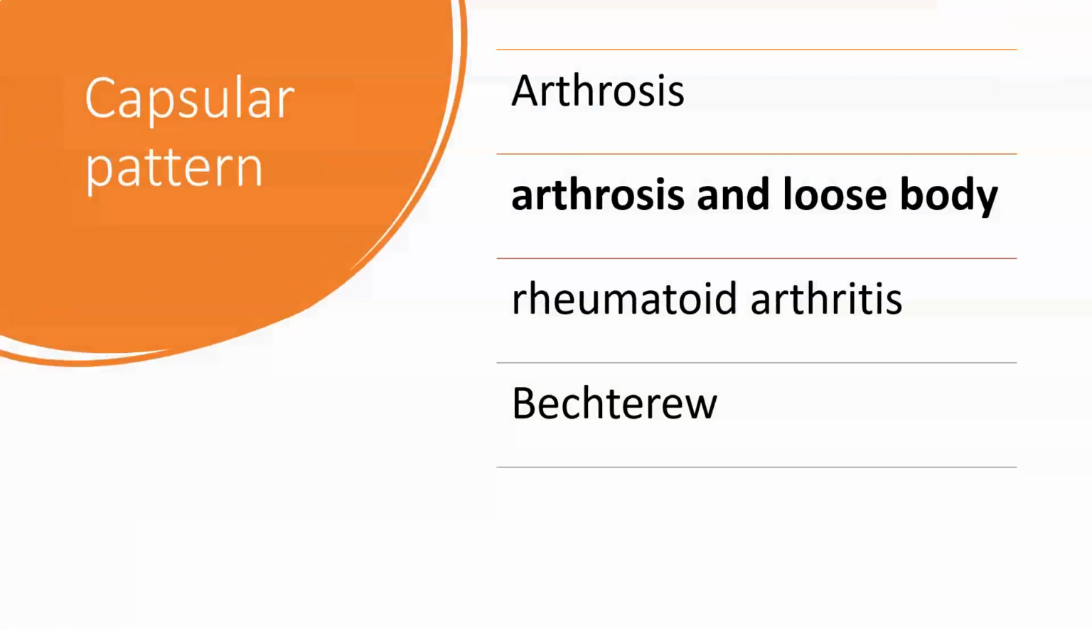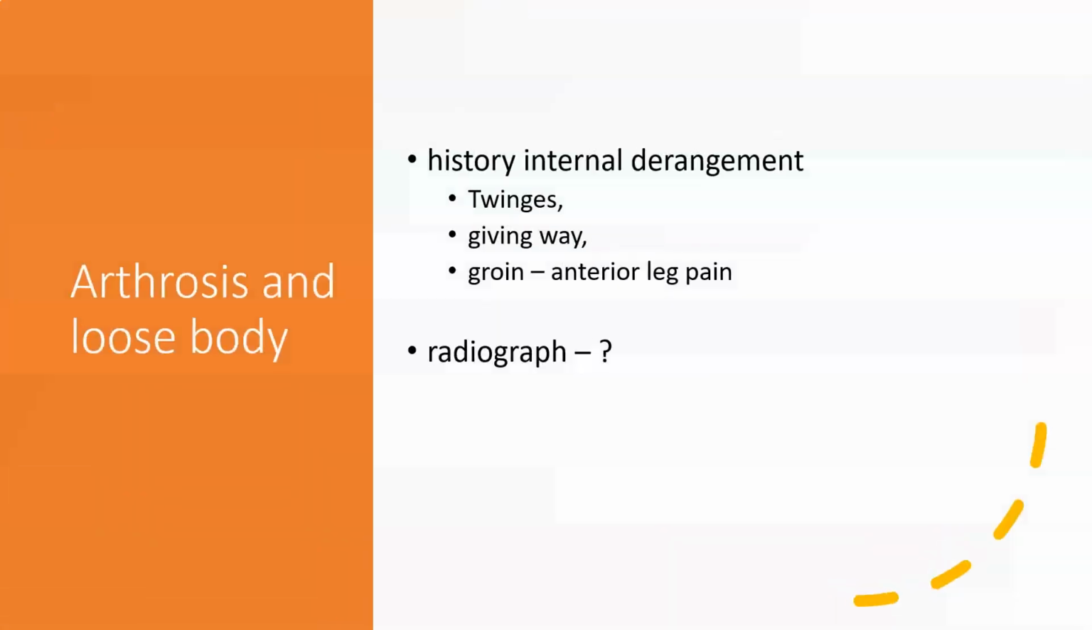Perhaps we find something else, arthrosis with a loose body or internal derangement, and we hear the internal derangement, just like in the elbow and the knee joint. The patient is talking about twinges. The patient has a feeling of giving way. And where does he have twinges? Well, anterior aspect of the thigh and the groin. And those symptoms are really very irregular, very intermittent.